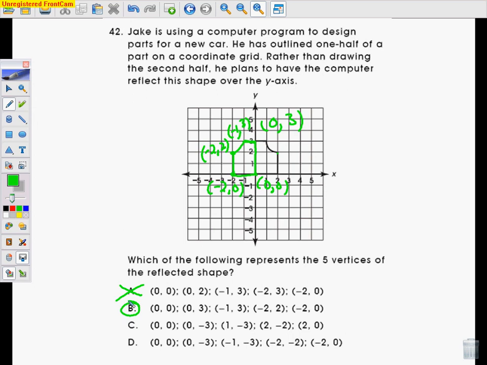0, negative 3 for 0, 0 for C. 0, negative 3 is not a point on our graph, so it's not C. And D also has 0, negative 3, which is not a point on our graph. So B is our answer.